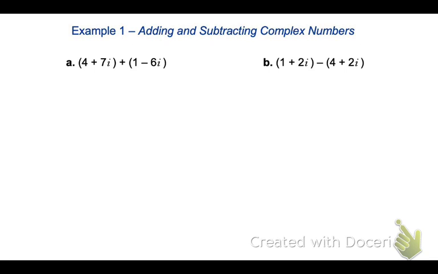Okay, so adding and subtracting complex numbers. Combine like terms, yes? So what can I combine? 4 and 1, so I can get 5. And 7 minus 6 is 1. Do the next one real quick. Just like any other quantity, what do you have to do with that negative? Distribute it.